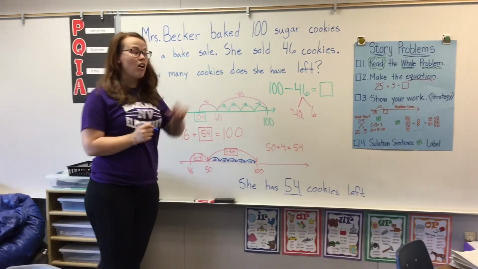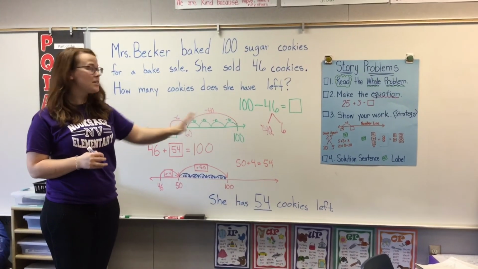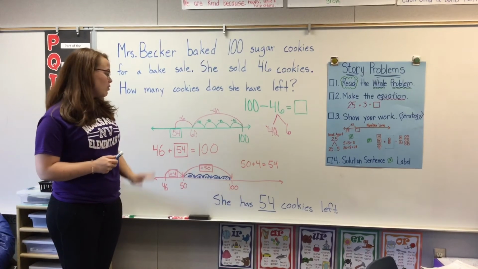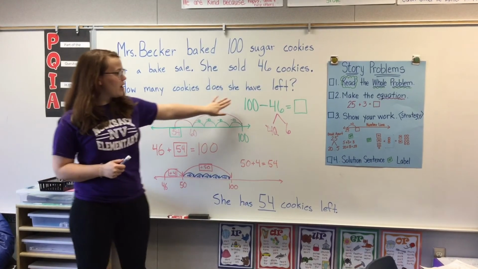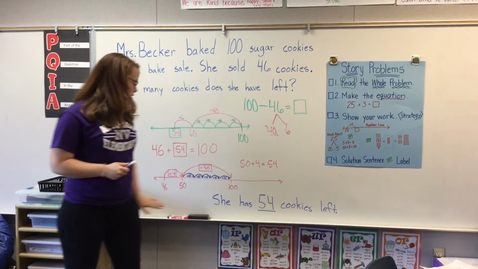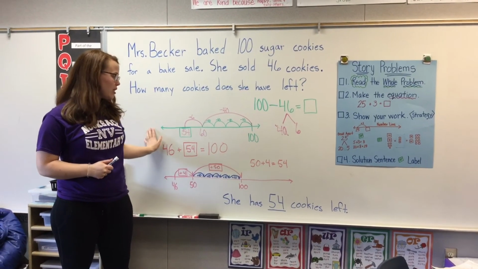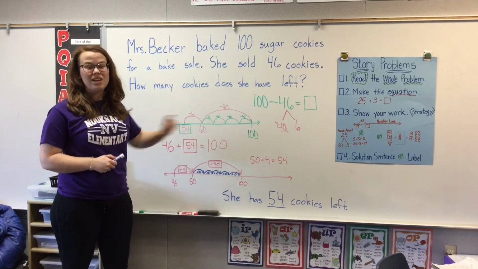So now I've done all of my steps of my story problems. This is what we expect you to do. You can choose how you solve it. If your brain likes to solve it using our 100 minus 46 or 46 plus box equals 100. But we'd love to see those number lines. Remember to label your jumps and where you land it.